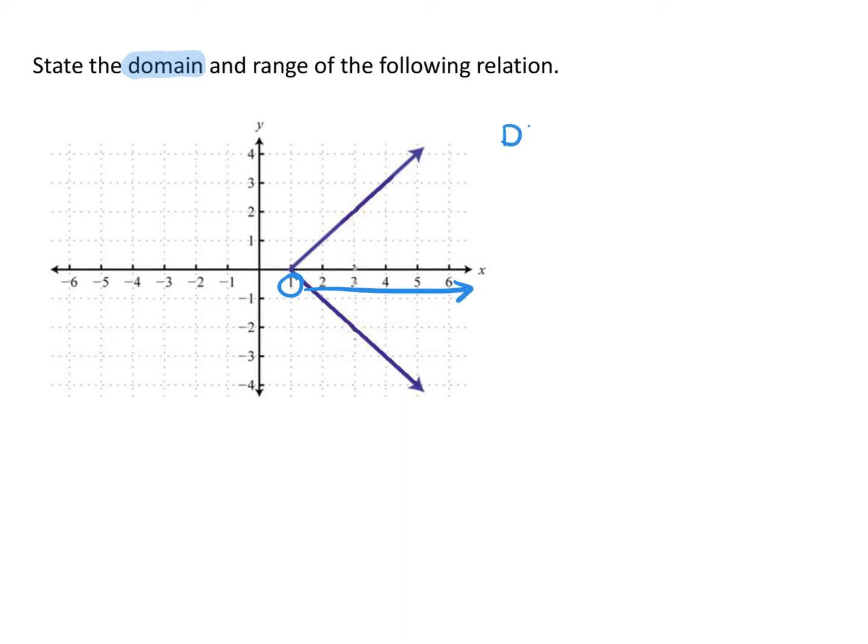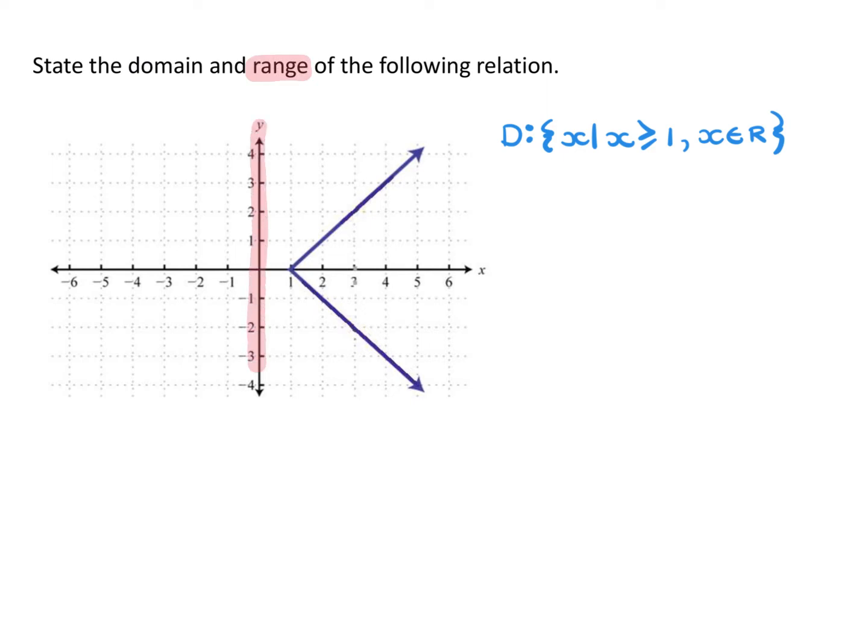Okay, so we're going to write capital D for domain, colon, and the bracket, x such that x is greater than or equal to +1, and after +1, x is an element of real numbers, and close the bracket. All right, so the domain is done. Now let's move on to the range.